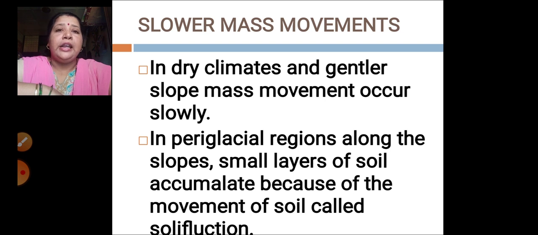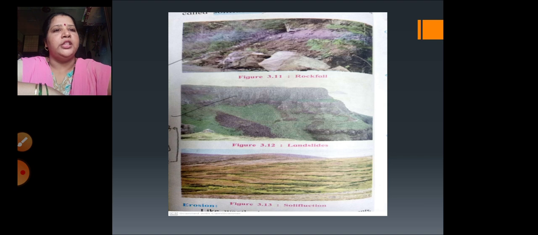At times, in periglacial regions, where glaciers and all are there, along the slopes small layers of soil accumulate because of the movement of soil, called solifluction. This is a very slow movement wherein a small layer of soil is getting accumulated, and this is called solifluction. You can see over here in this picture, there is a rock fall, then there is a landslide, then there is a solifluction.